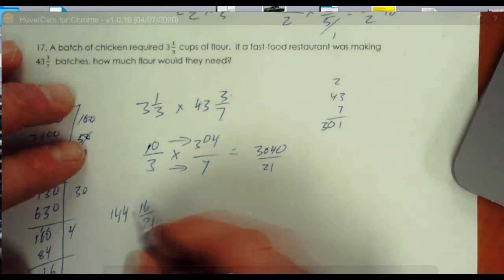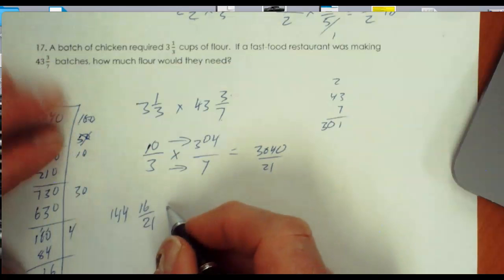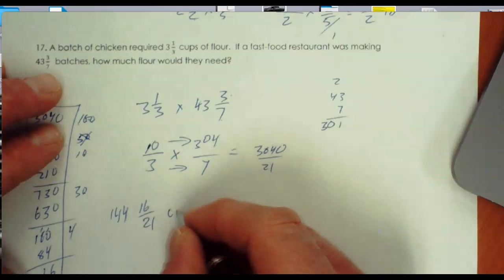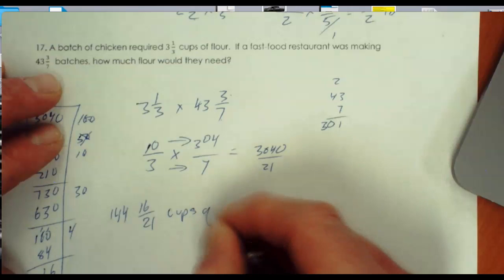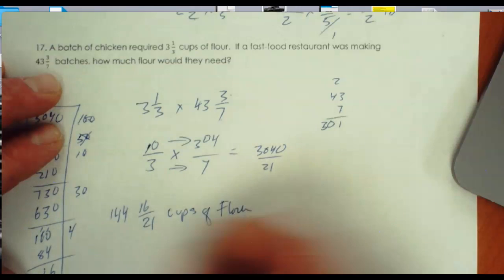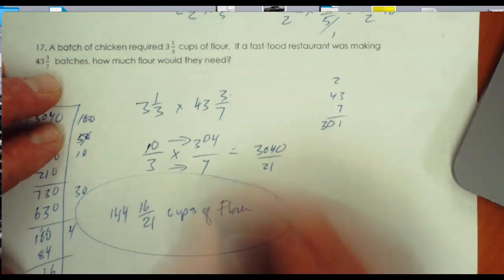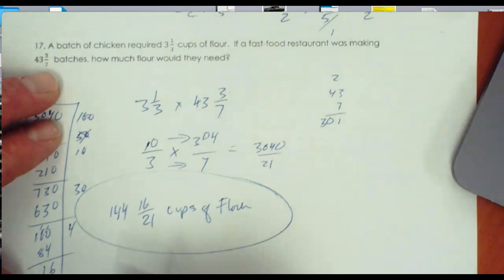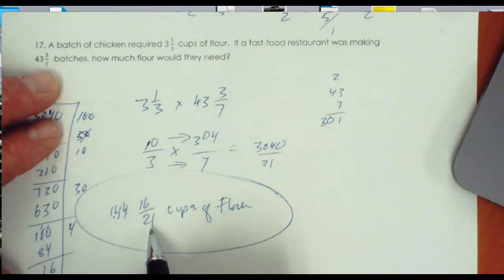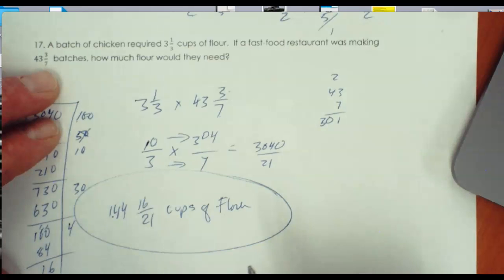And if we just think about that, this is in cups of flour too. Okay, just kind of think about this here. You could check your answer by doing 144 times 21 and then adding in the 16. I paused the video and did do that, so I know I'm correct.